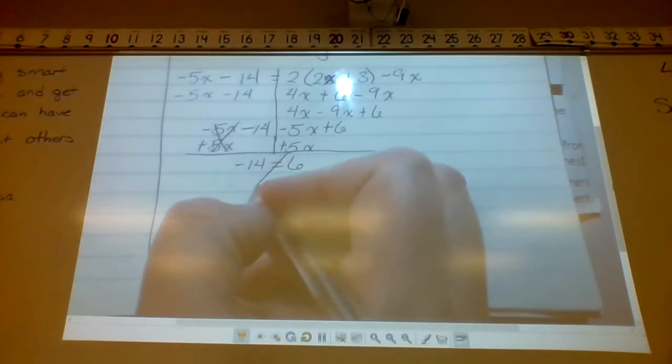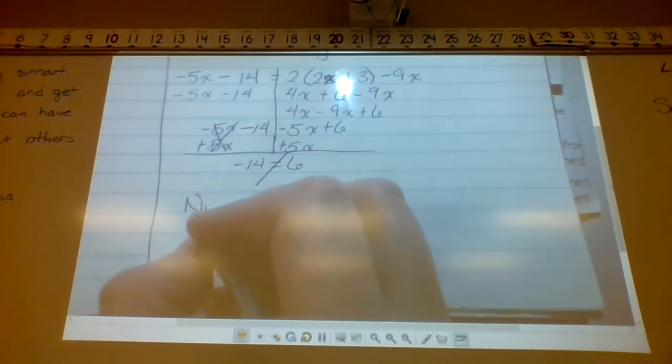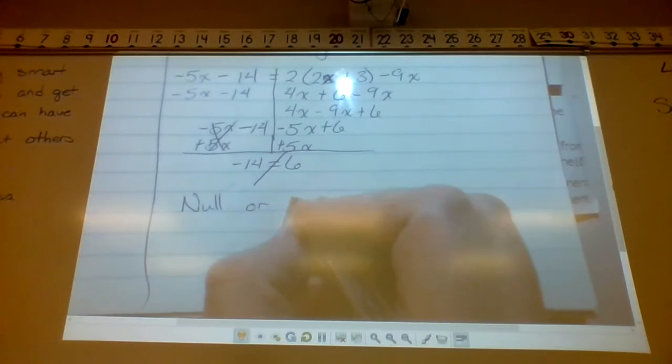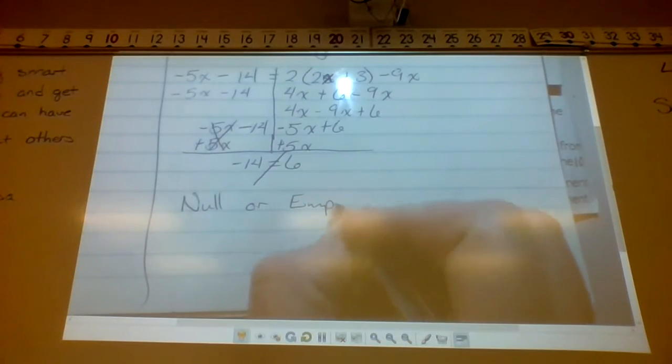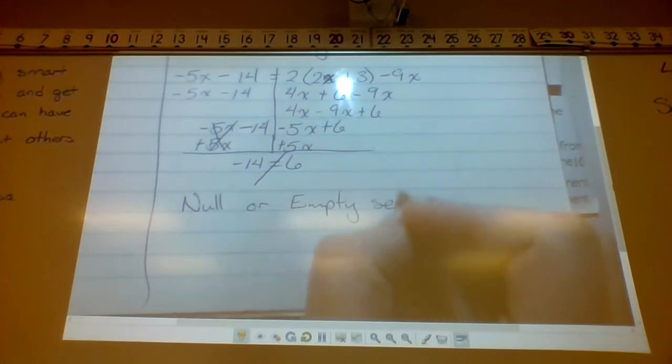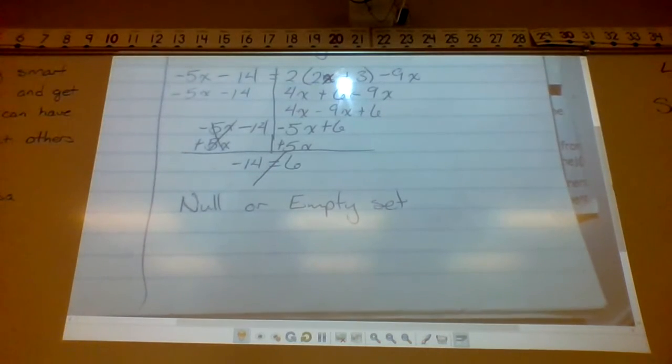No, it's not true. What this one means is I don't care what number you choose, it will never work out. You can pick any number for the value of x, and you will never make those two sides equal.